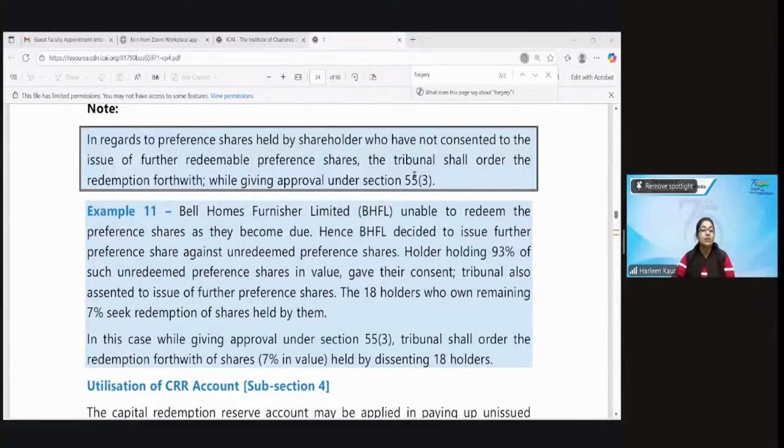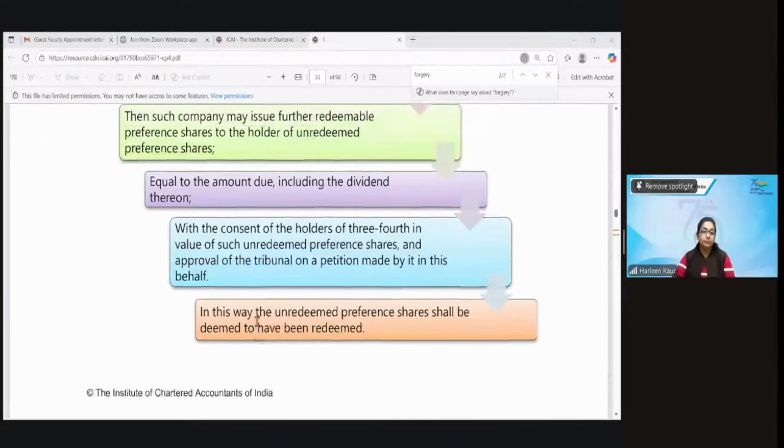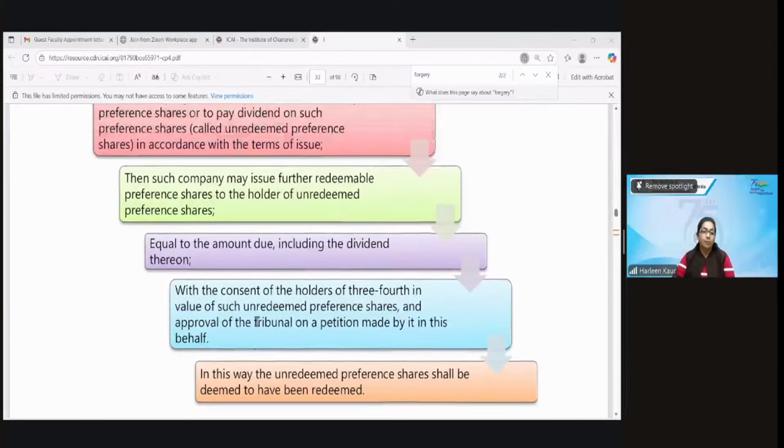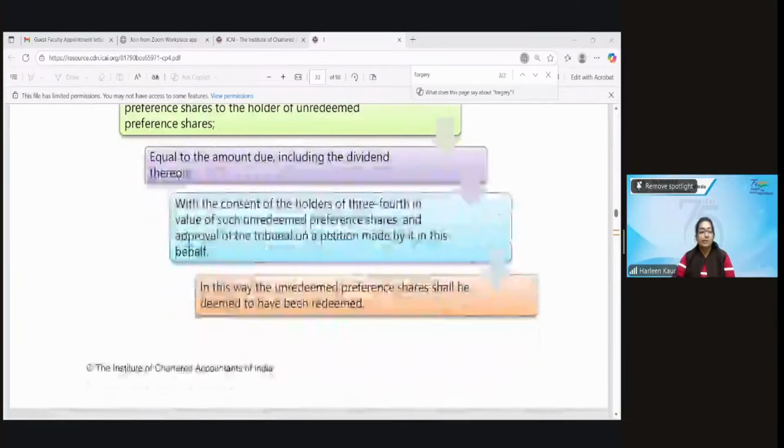What will it do? So the shareholders who are not agreeing, now they can also seek the redemption. Accordingly, they will be known as the dissenting shareholders, and the order will also be passed for their redemption. Clear? Everybody is clear on this point.